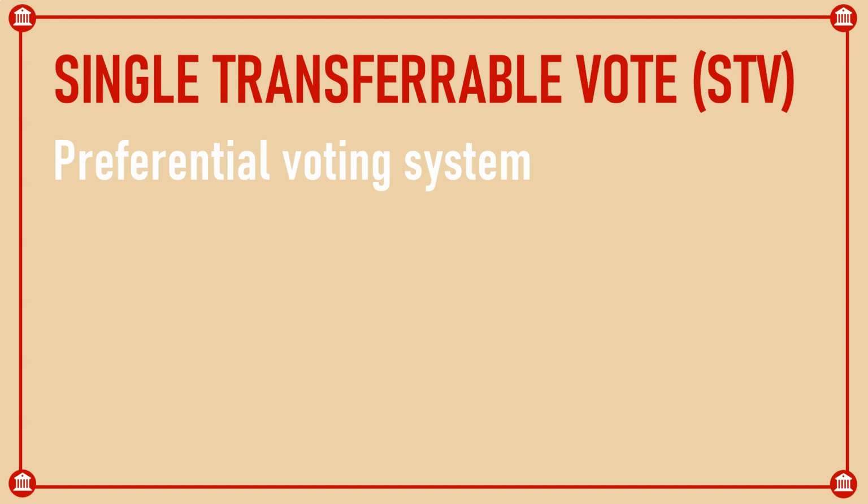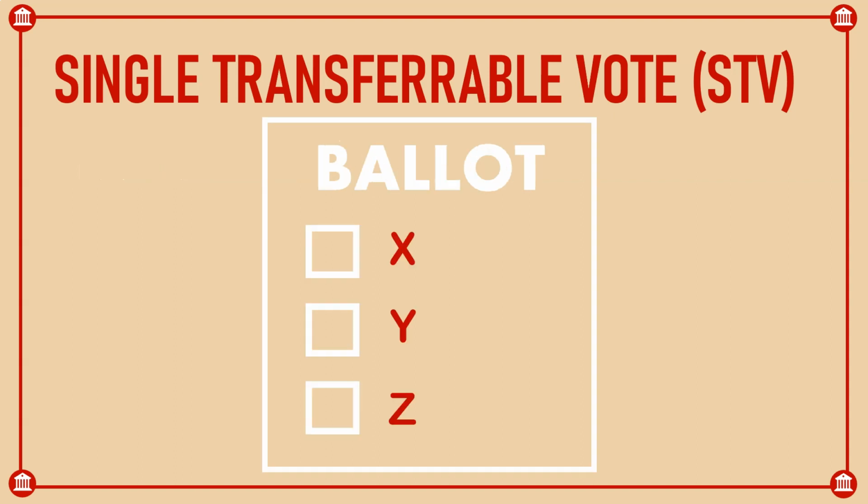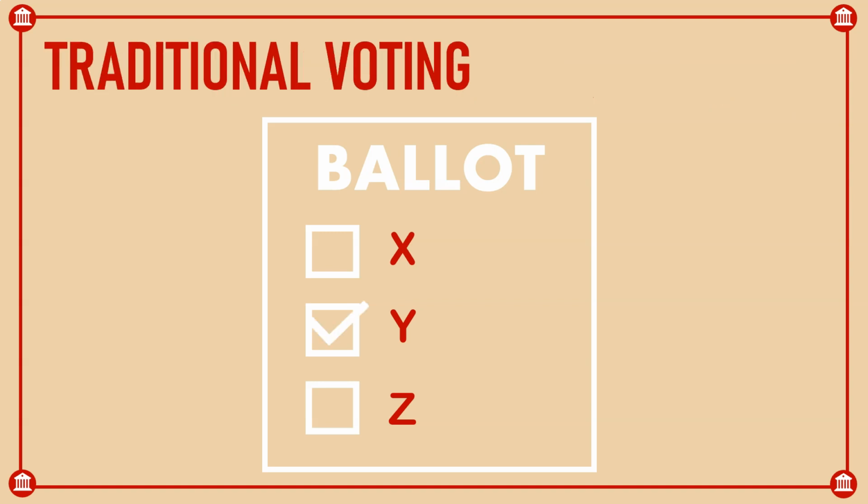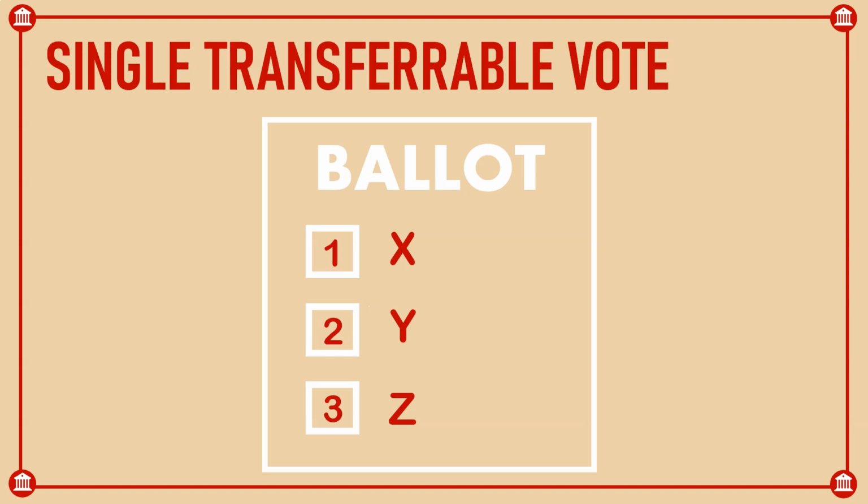And this is a preferential voting system which is based on rankings as opposed to choosing one single candidate. So the ballot looks like this. We have three candidates, X, Y, and Z. In traditional voting, we would choose the candidate that we think is most suitable for the position of power. So we only choose one candidate. We can choose Y. Whereas in STV, single transferable vote, we have to rank the candidates based on our preference. So if I think that X is the most suitable, Y is the second most suitable, and Z is the third most suitable, I would rank them in that order, 1, 2, 3.